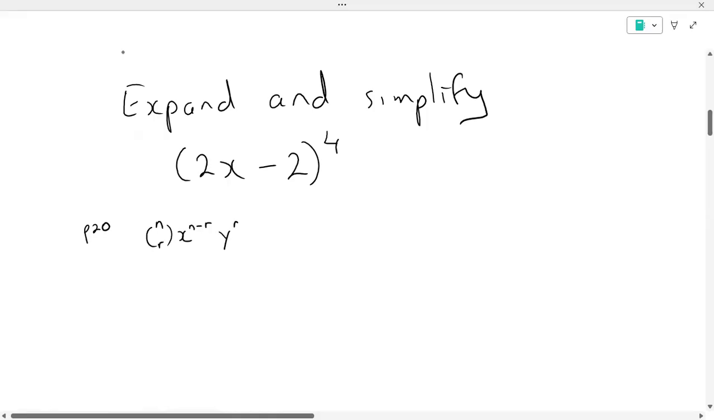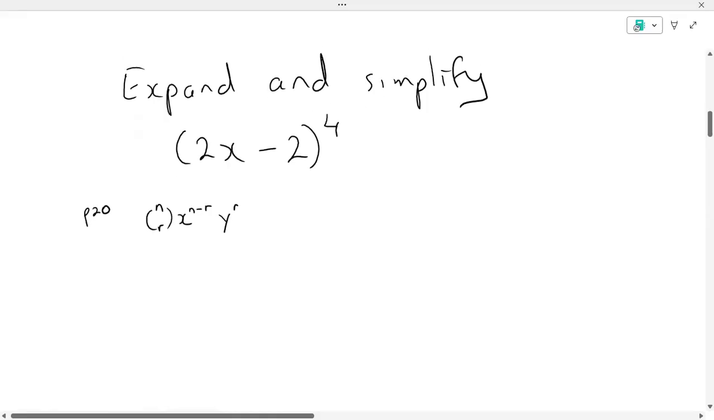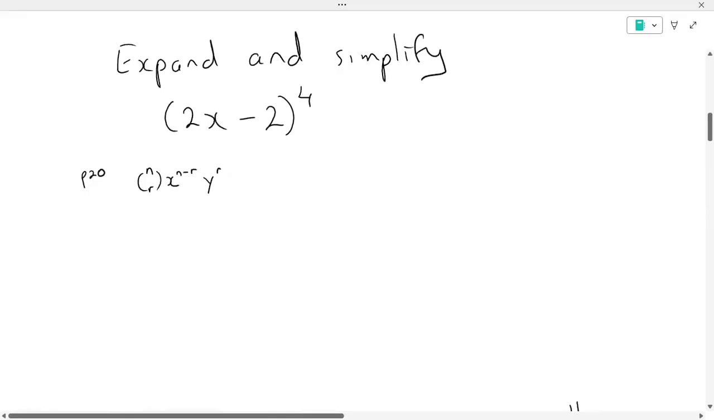Now, how do I use this formula? Well, it's very simple. The binomial theorem is just a brilliant way to multiply out brackets with high powers. I mean, if it was power of 2, you could just write it out twice and multiply it out. Easy. But if it's power of 4, power of 8, power of 10, you don't want to be writing out the bracket 4 times or 10 times. So this is what the binomial theorem helps us to do.